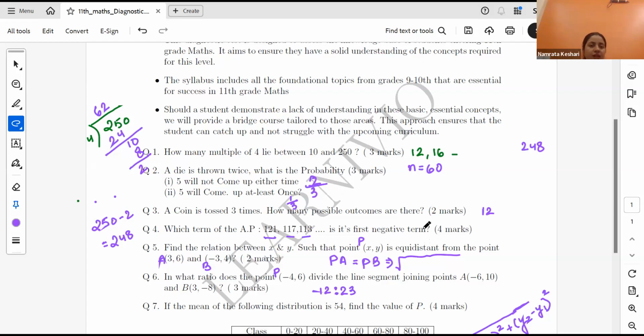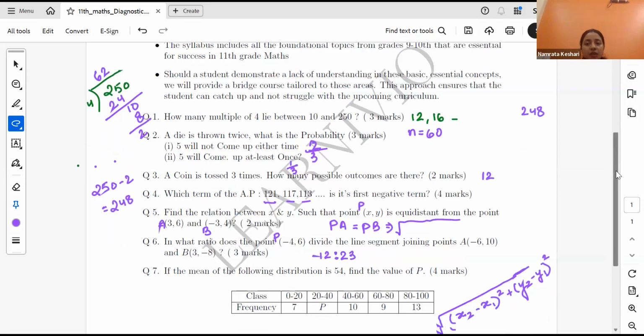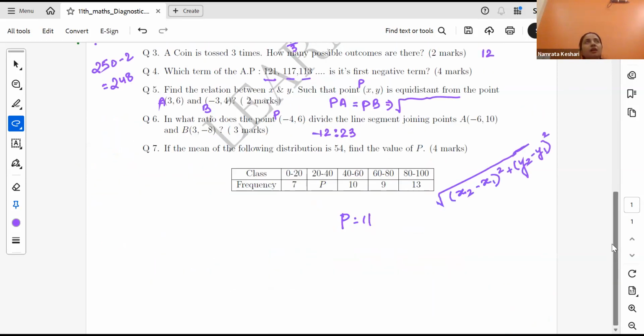Miss, can you explain? As you can see, our AP is decreasing. First 121 is there, then 117 is there, a smaller number, right? Yes, Miss. And 113 is there, again a smaller number. That means our AP is continuously decreasing, decreasing and decreasing. There will be a moment when you will start getting negative numbers continuously as your AP is decreasing.